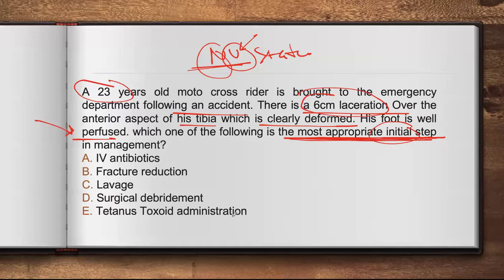In your exam, most of the time you will find that two options are equally correct. Now, if you tell me that this patient should have antibiotics, this patient needs to have a fracture reduction, this patient will need a lavage. So all of these, this patient will actually require. All of these are correct.